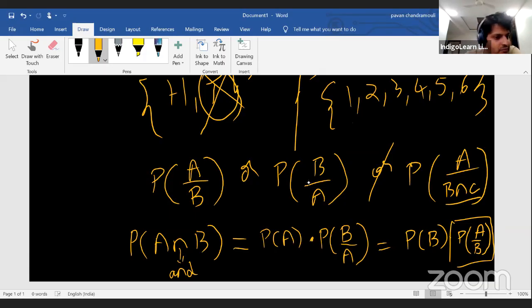Someone asked me, sir, with respect to Bayes' theorem. Guys, Bayes' theorem is a little complex, in the sense that if I have to do it, I probably need a big question to explain. We'll discuss Bayes' theorem in detail at a later point of time.